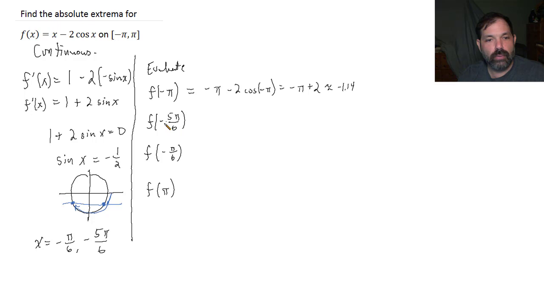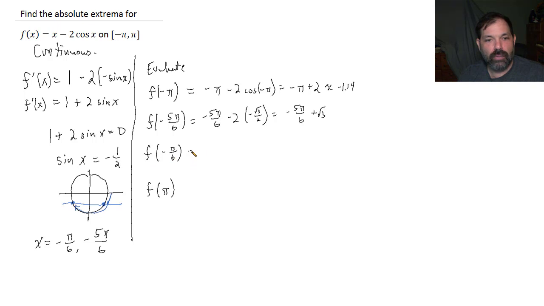Negative 5 pi over 6, so that would be negative 5 pi over 6 minus 2 times the cosine of negative 5 pi over 6. The cosine of negative 5 pi over 6 would be negative root 3 over 2. And so then that ends up being negative 5 pi over 6 plus the square root of 3. I guess I can't do that one in my head. I'll approximate that in a moment.